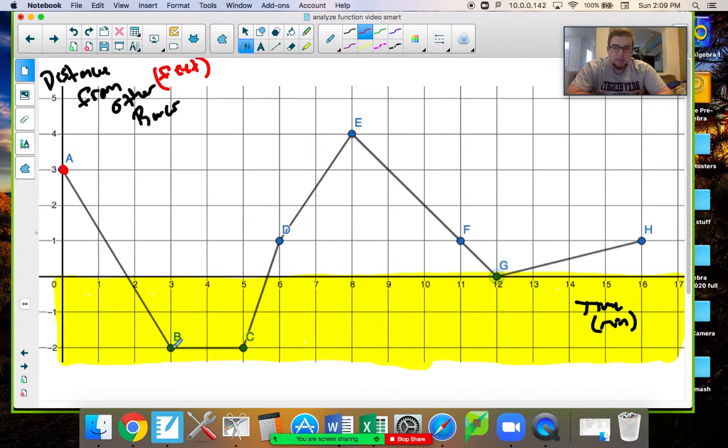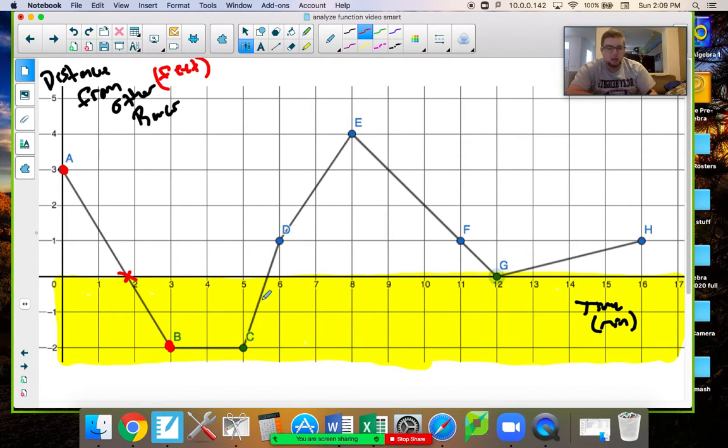But from A to B, since I'm losing distance, he's gaining on me. Right here, we're at the exact same spot. Now this racer is actually ahead of me. I'm behind him 2 feet. I'm still behind him 2 feet.